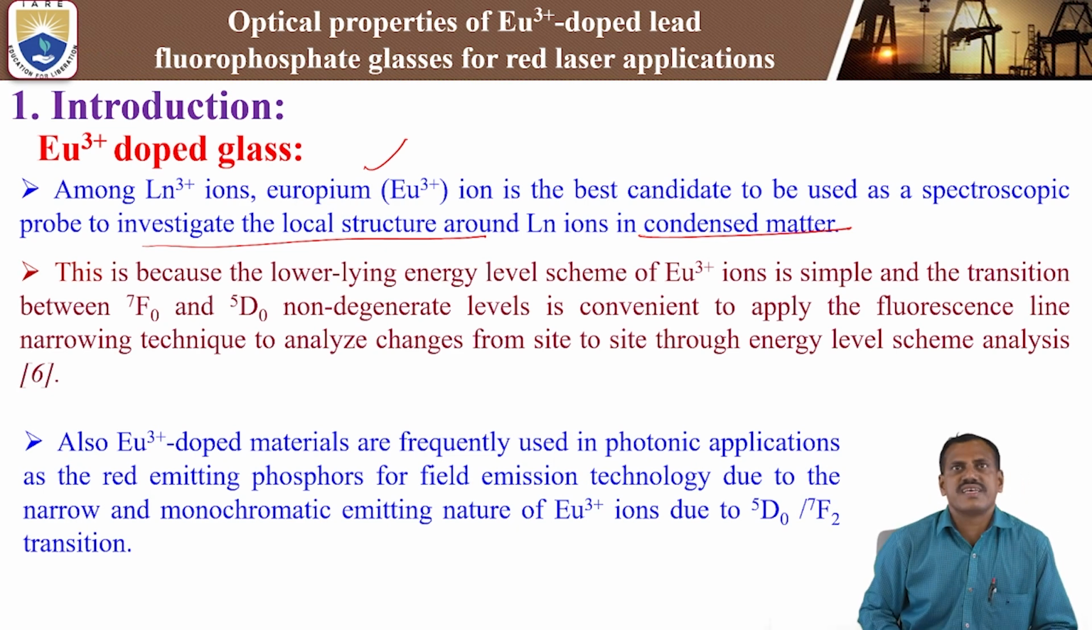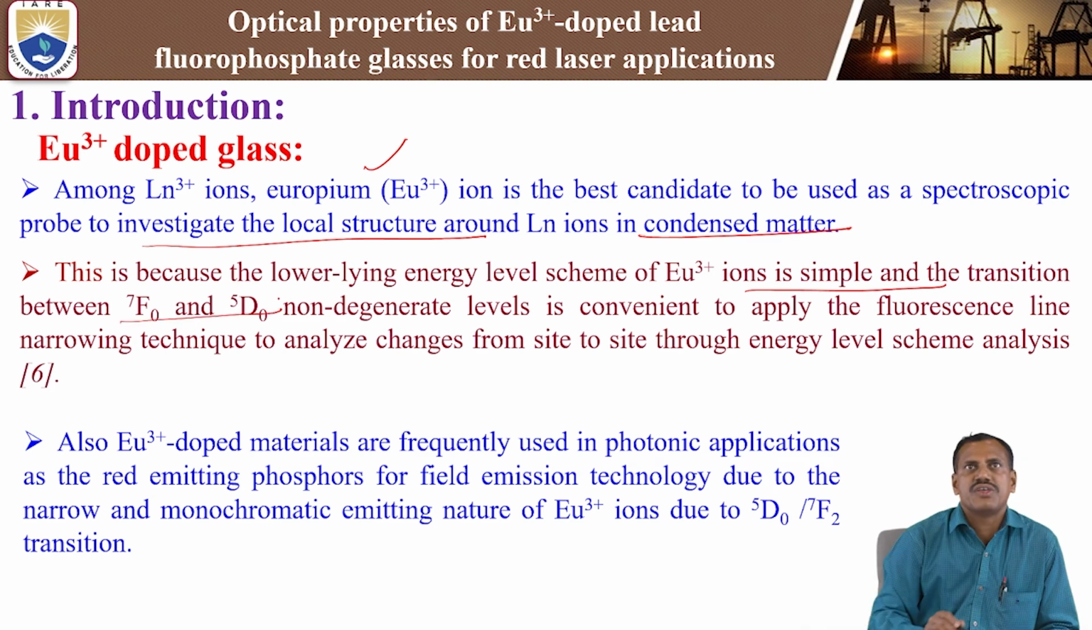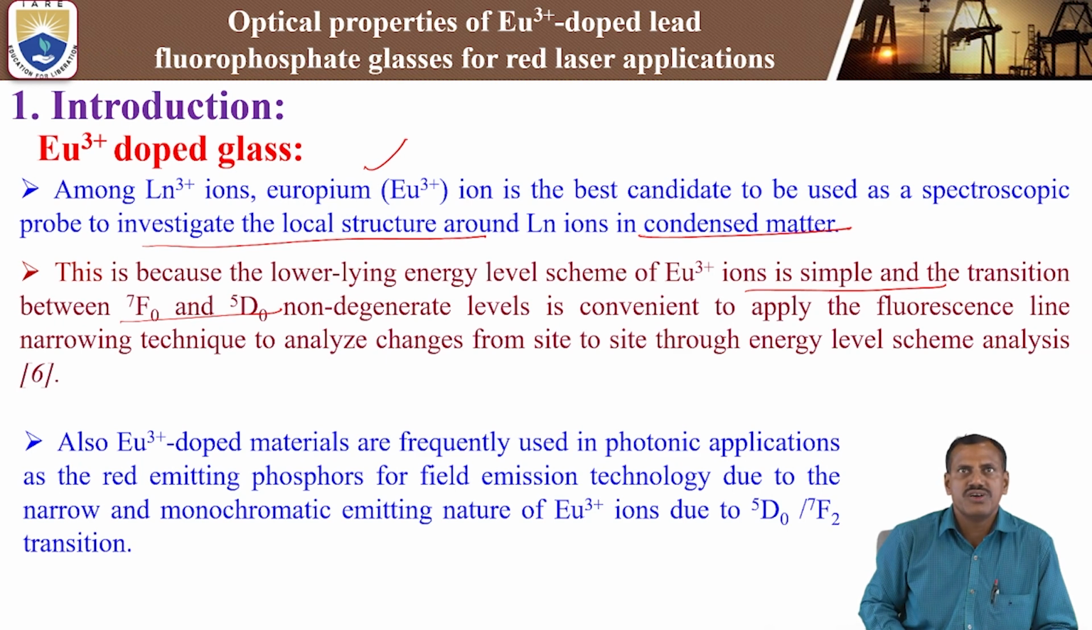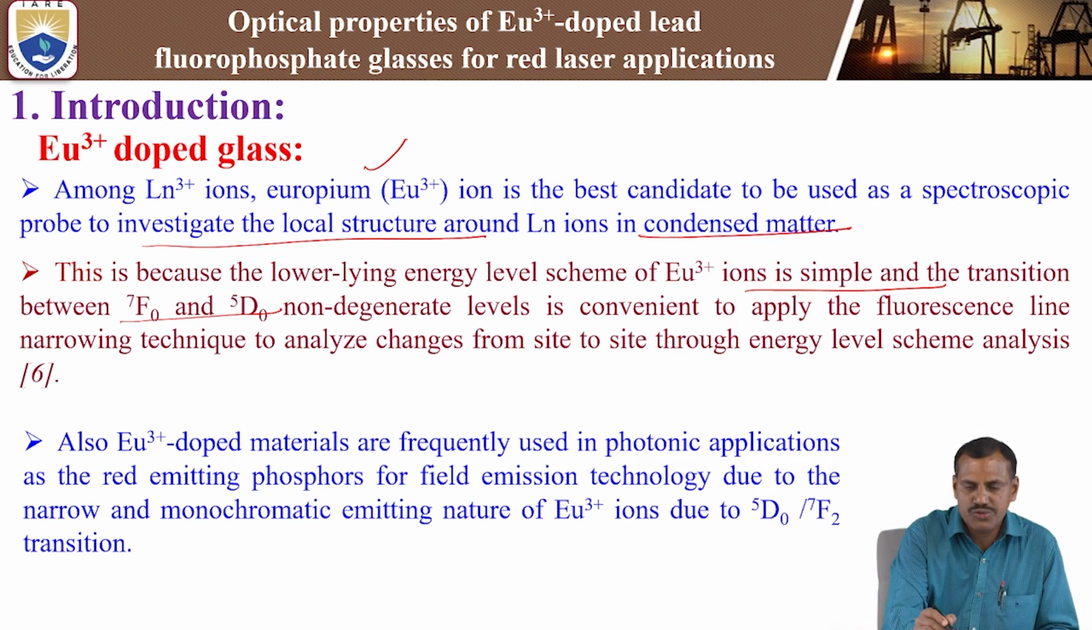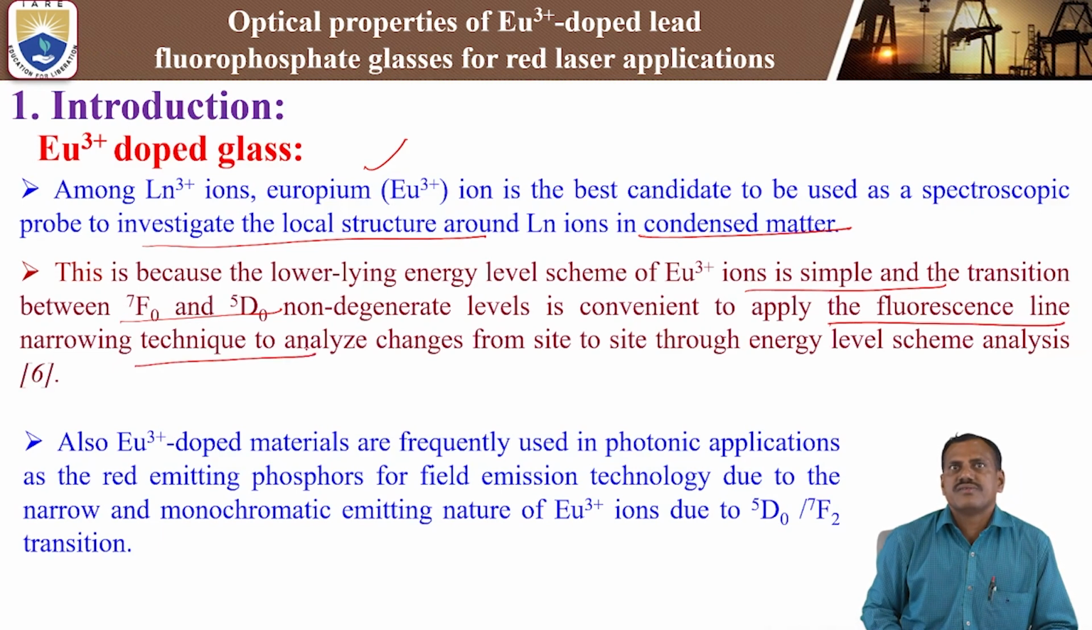This is because the lower lying energy level scheme of europium 3+ ions is simple, with the transition between 7F0 and 5D0. For europium 3+ doped glasses, the transition between the non-degenerate 7F0 and 5D0 levels is convenient for applying the fluorescence line narrowing technique to analyze changes from site to site through energy level scheme analysis. So as per the energy level scheme analysis, we can apply the fluorescence line narrowing technique from 7F0 to 5D0.